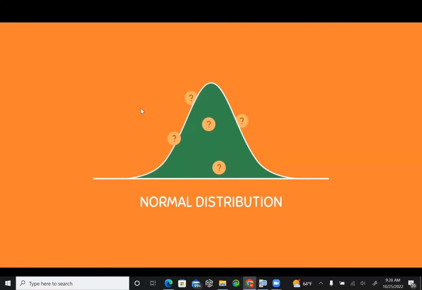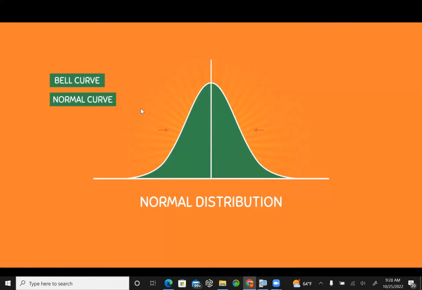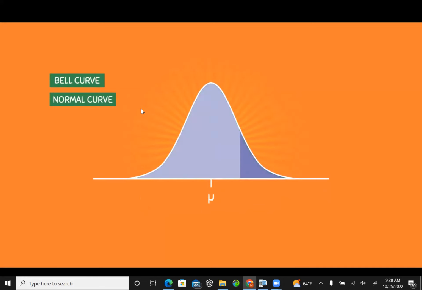So what is a normal distribution anyways? A normal distribution is a special type of density curve that is bell-shaped. For this reason, the normal distribution is sometimes called the bell curve or the normal curve. The normal distribution describes the tendency for data to cluster around a central value. In fact, this central value is the population mu, which is always located in the middle of the curve. So for any normal distribution, we can say that some data points will fall below the mean, other data points will fall above the mean, but most of the data values are located near the mean.